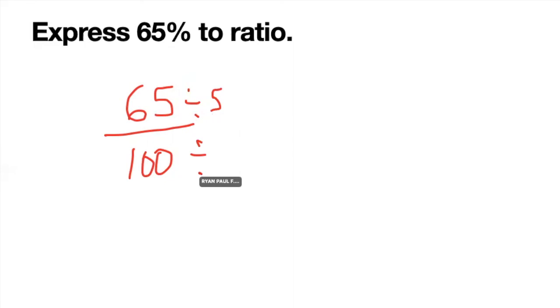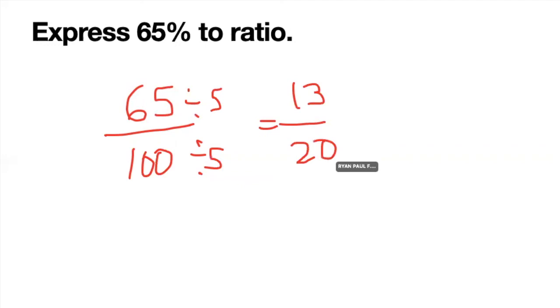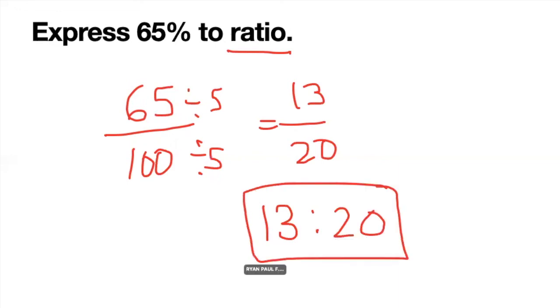The next one is 65%, how to change it to ratio. Again, we change 65% into a fraction, which can be written as 65 over 100. By dividing both of them by 5 as the common factor, we will get 13 over 20. To write it as a ratio, we will now have 13 is to 20. Make sure that your answer is always in simplest form.